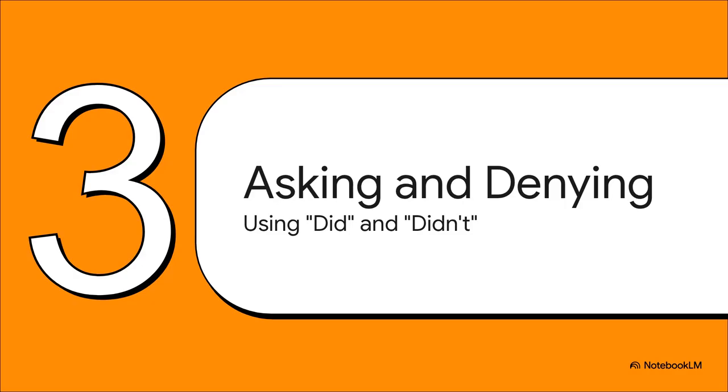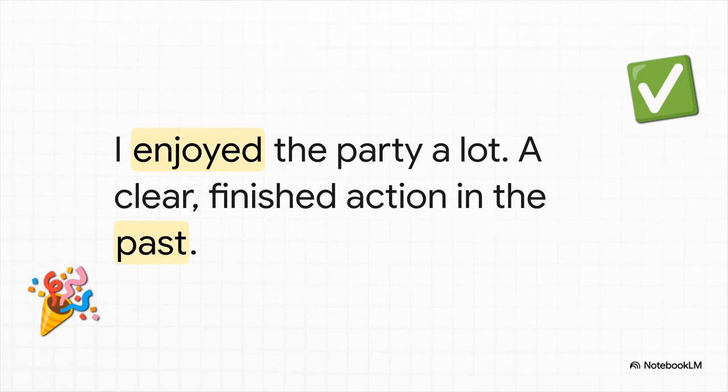All right, so far so good. We can make statements about what happened in the past. But a conversation isn't just a list of facts, right? We need to be able to ask questions and say no. And for that, we need a new little helper word. Let's start with a nice, simple, positive statement. I enjoyed the party a lot. It's a clear thought about a past event. I was there, I had a good time.